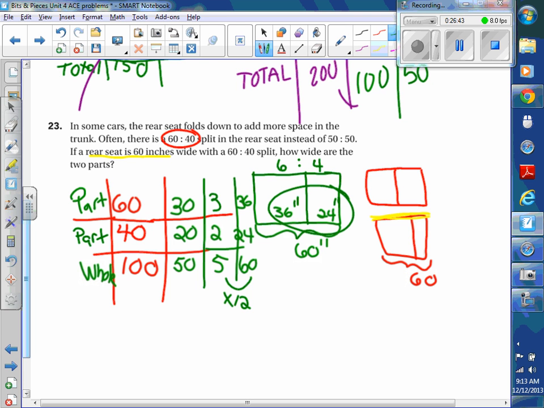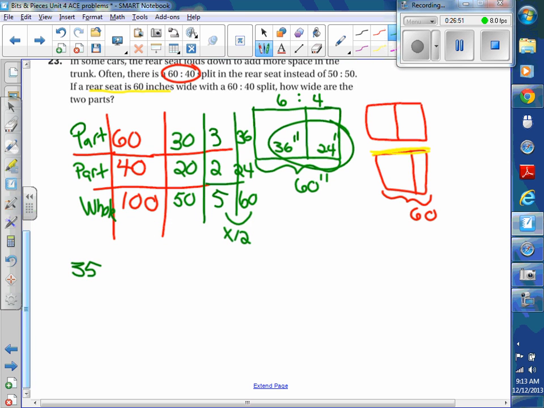Ellie: Well, it would be 35 and 25. No, because 35 to 25, when I divide by 5, I get 7 to 5. It has to be 6 to 4. It's not 60 to 40. Do you get that? There's another split, right? But it's not the split in the problem.